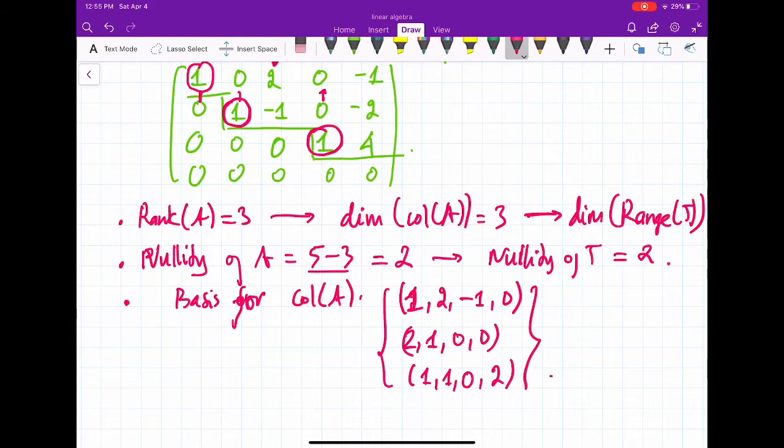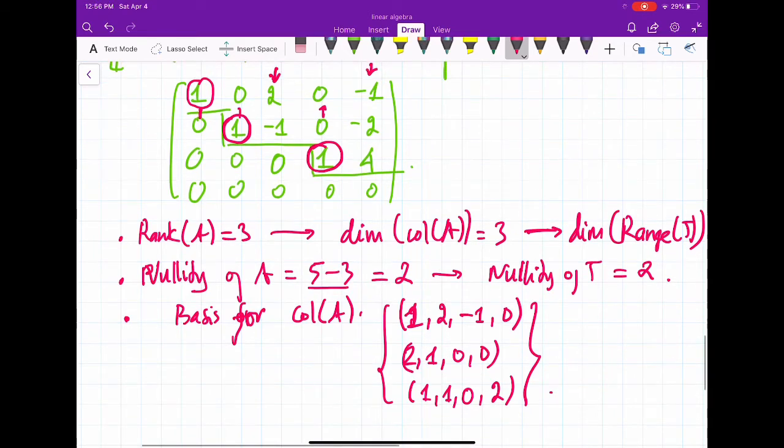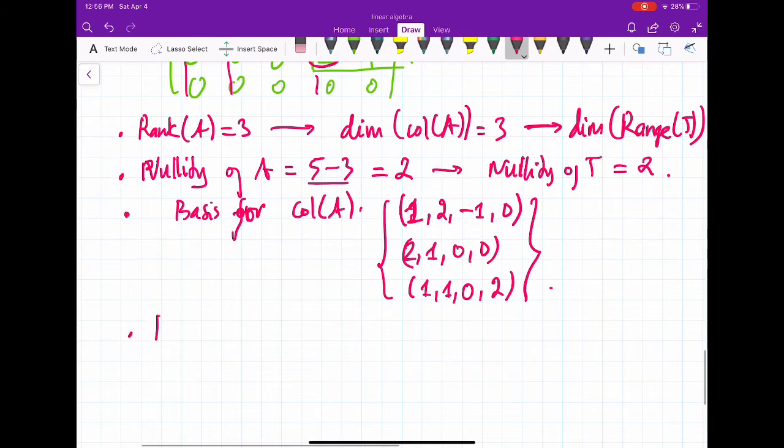Right? Why? Because when you do row operations, you change the rows, and you change the column space. The row space will not change, but the column space will change. So that's why you cannot pick these vectors. At the end, you have to pick the original. Agree? All right, now let's talk about the kernel of T.